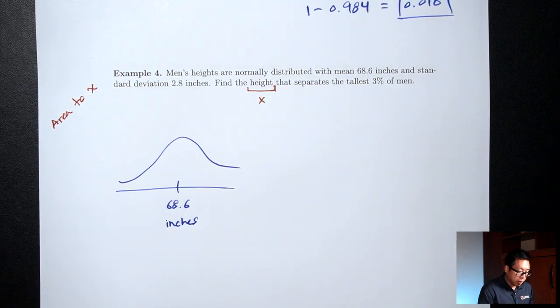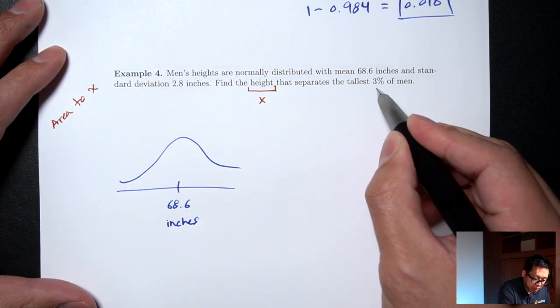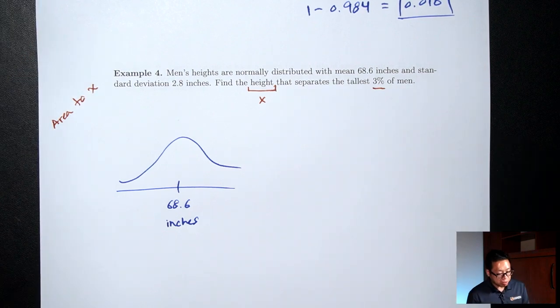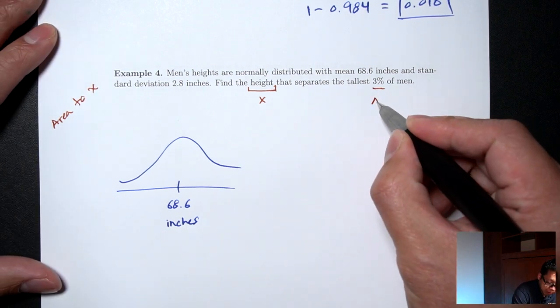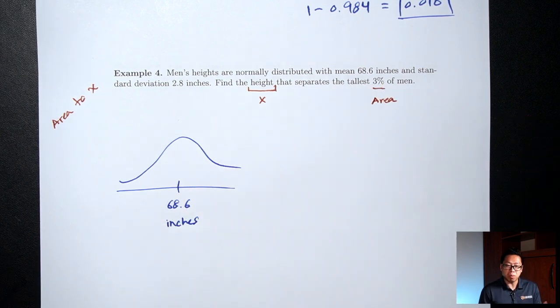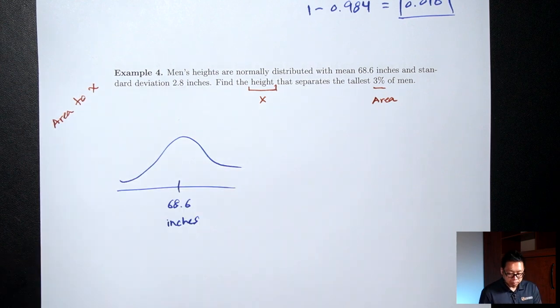The other way to think about it is to look at what else I am giving you in this question. I'm giving you this 3%. Percent is one of those P words that stands for area. So I'm giving you an area to start. Start with area, so this is area to x.